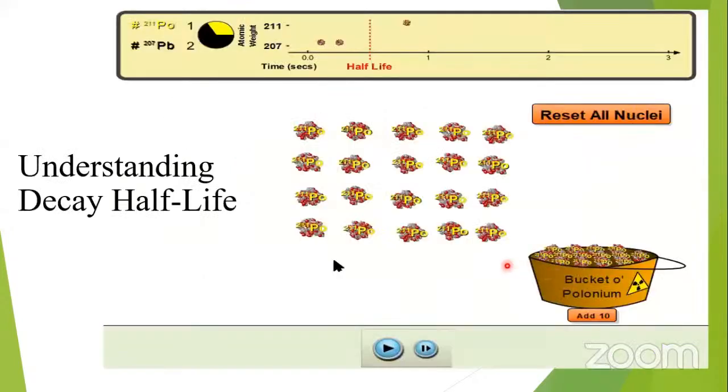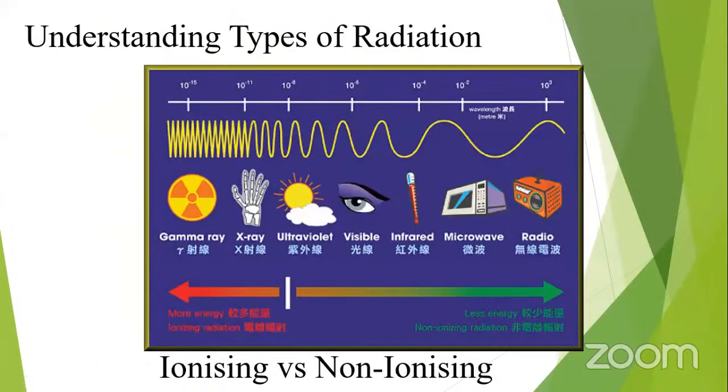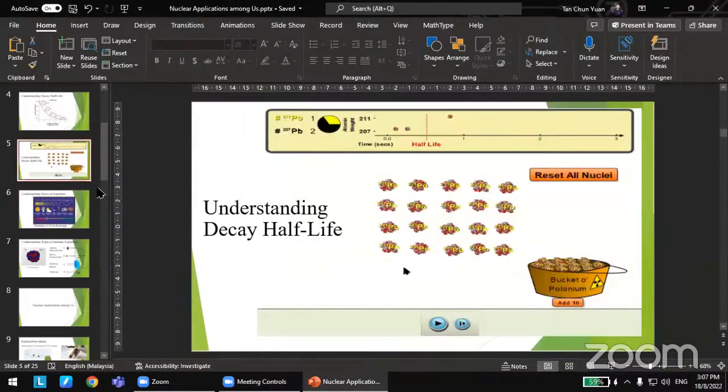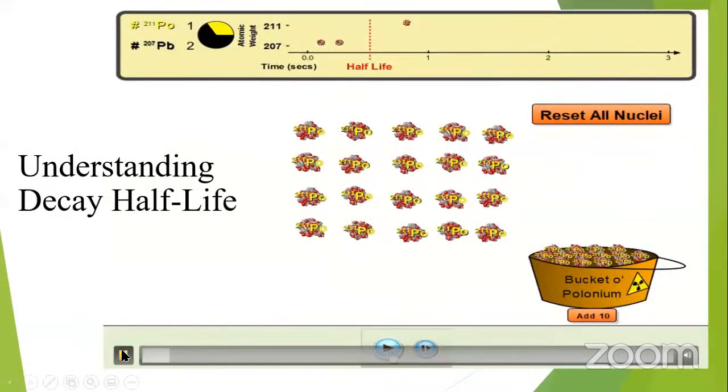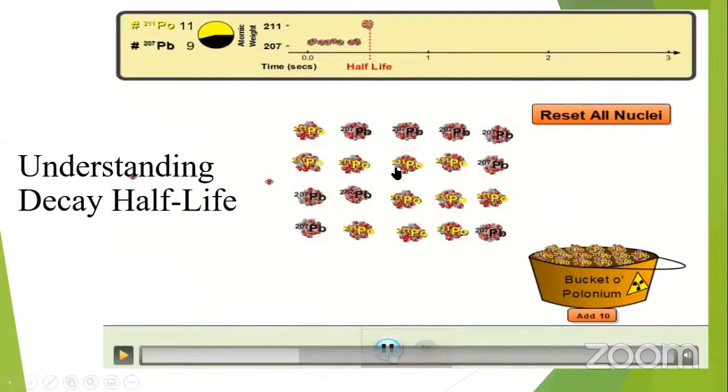In terms of video presentation, I've just prepared this for visual presentation only. Initially we have 20 polonium. After we play it, you can see that after around 1 half-life, we're left with 1, 2, 3, 4, 5, 6, 7, 8, 9, 10, 11. So approaching 1 half-life, it reduced by half.